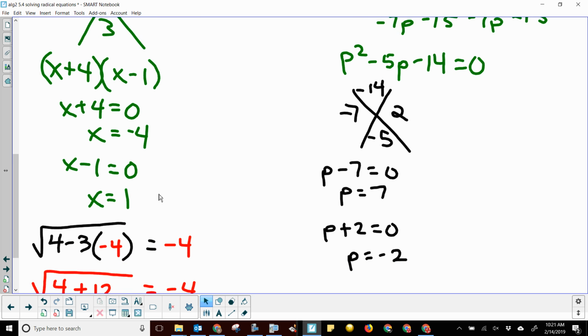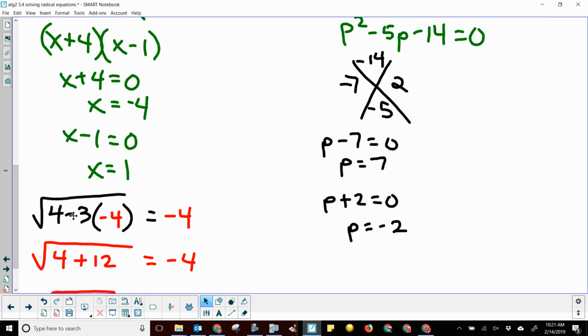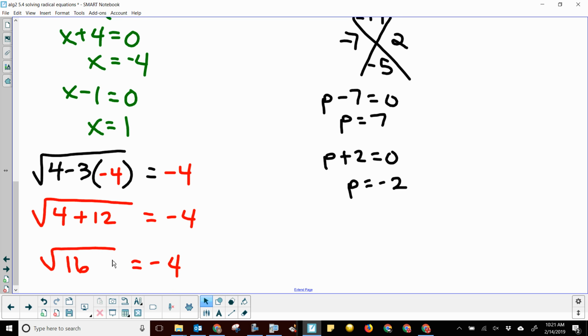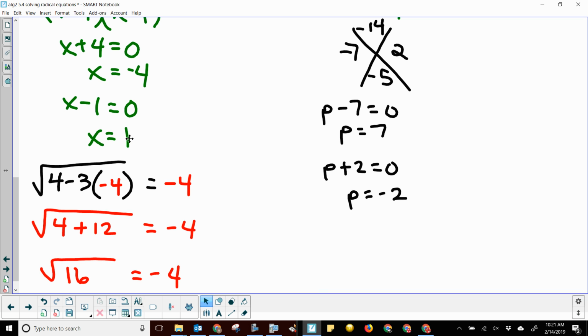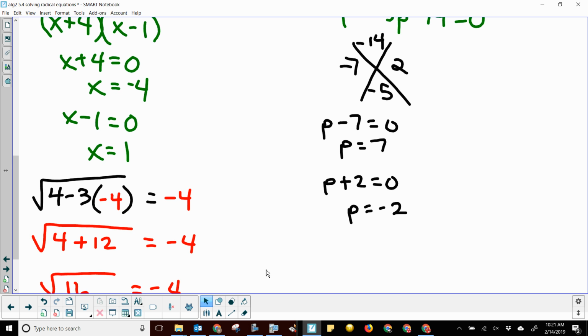So like if we start with -4, 4 minus 3 times -4. Well, that's 4 plus 12. And of course it said equals x. Well, square root of 16 equals -4? Not quite. So I'm not sure -4 could work. 4 minus 3, because that would be a 1, equals square root of 1 equals 1. The 1 should work.